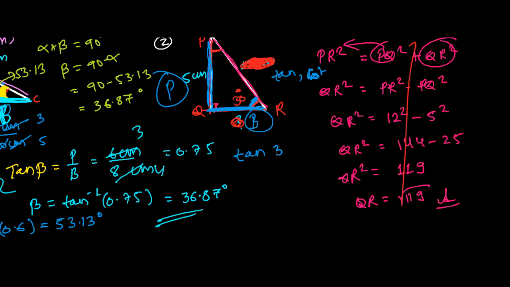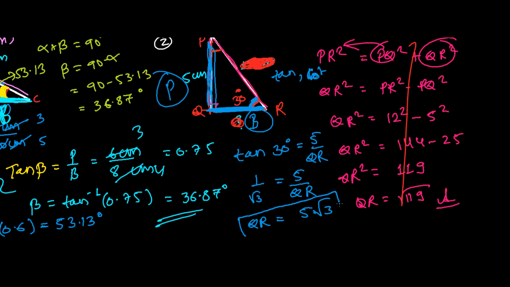So tangent of 30 degrees will be what? Perpendicular over the base, and the perpendicular here is 5 centimeter, and the base here, we don't know, is QR. Tan 30 everybody knows, that is 1 over root 3, that equals 5 over QR. We don't know the value of QR, but soon we're going to get that. So QR is going to be 5 times root 3. So QR equals 5 root 3, and that's our solution. So this is how we need to find it out.